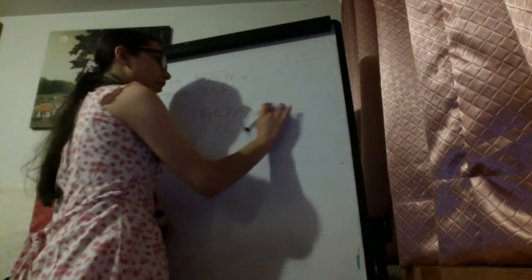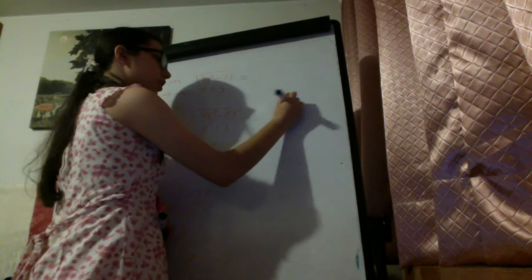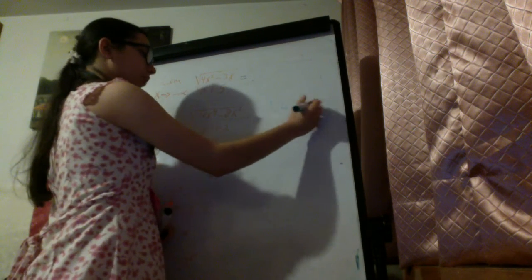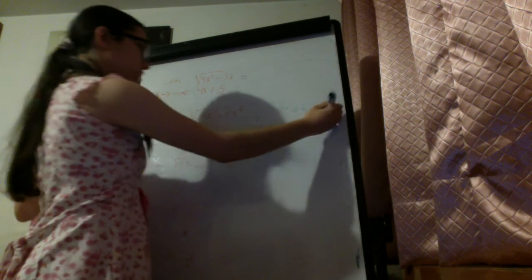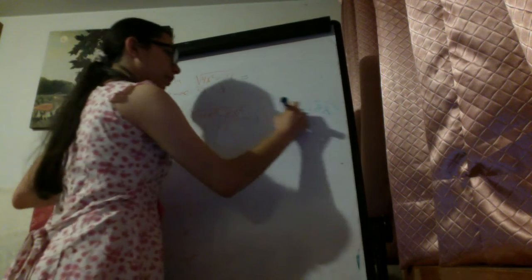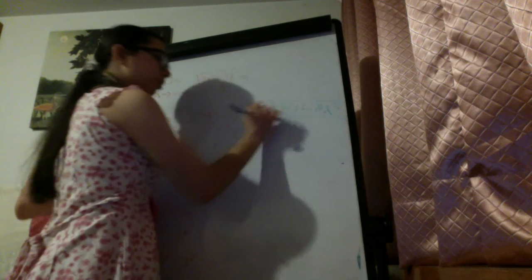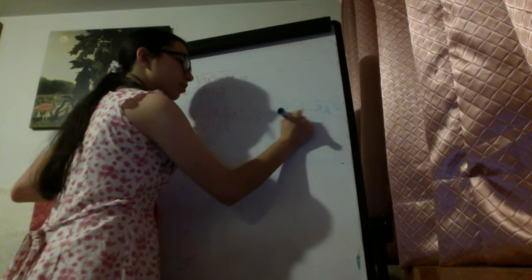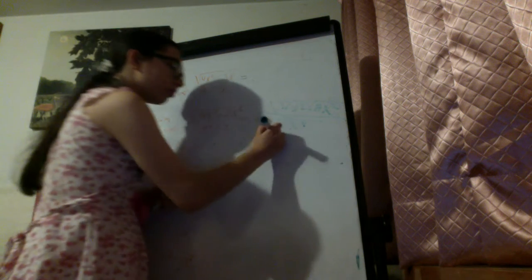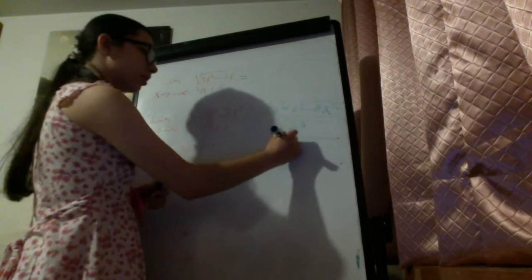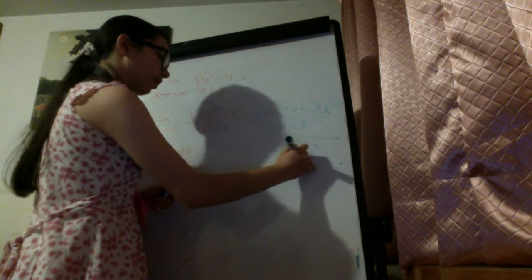We have the square root of 16x to the 4 minus 8x squared divided by minus, so I will put the minus here, square root of x to the 4th power, all of this divided by x squared plus 2 divided by x squared.